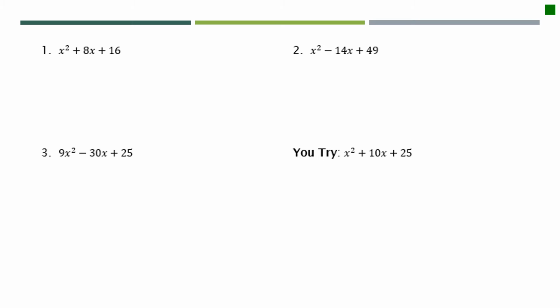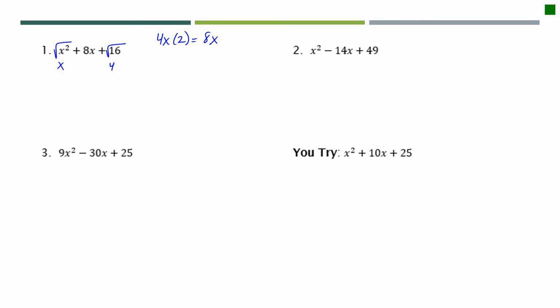The first thing we want to do is look at the first and the last terms. So for problem number 1, I have x squared and 16 as my first and last terms. Those are both perfect squares. So I'm thinking this is probably a perfect square trinomial. If I take the square root of x squared, I would have x, and the square root of 16 is 4. Now if I multiply x and 4 together, I would have 4x, and then if I multiply that times 2, I would get 8x.